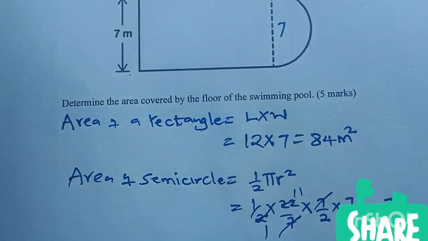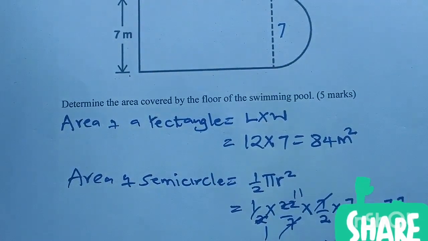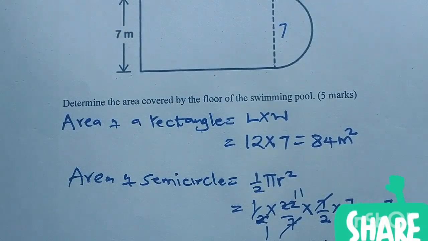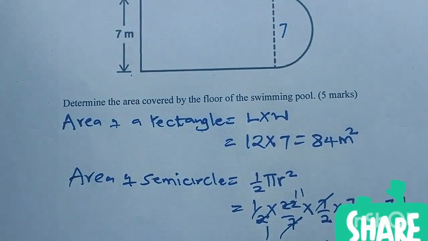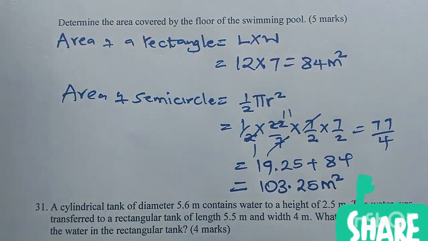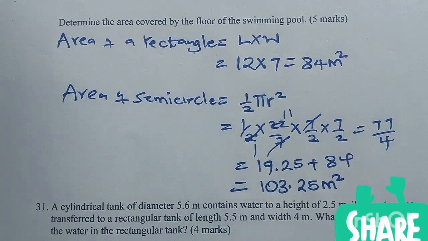So that one will be 19.25 plus 84. So the total area is 103.25 meters squared.